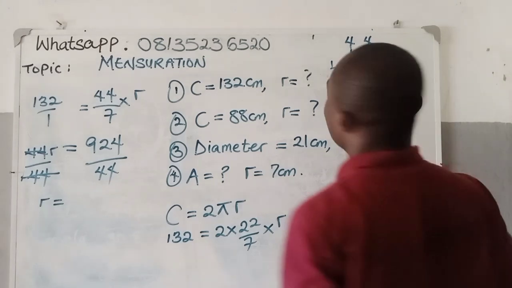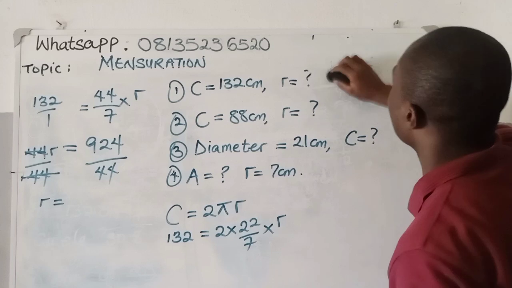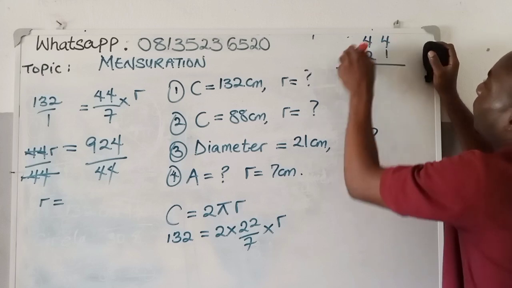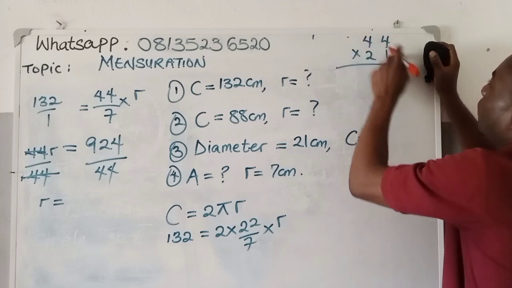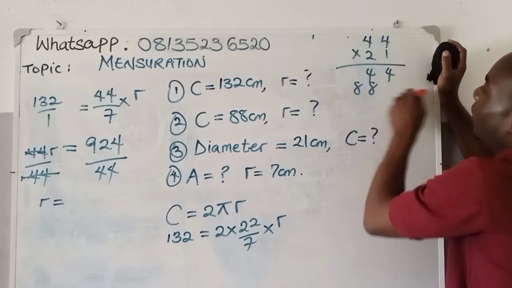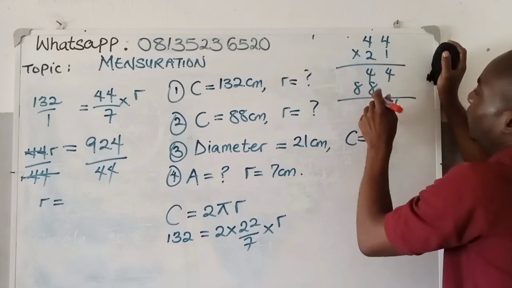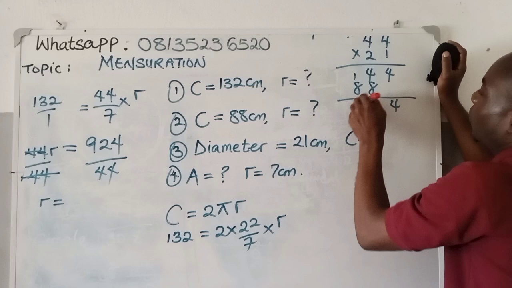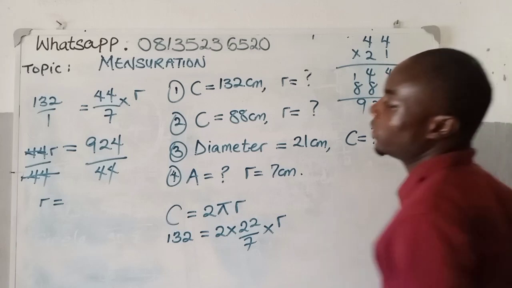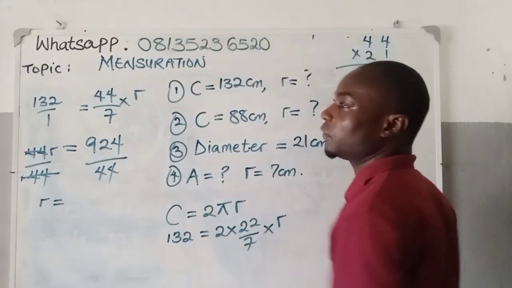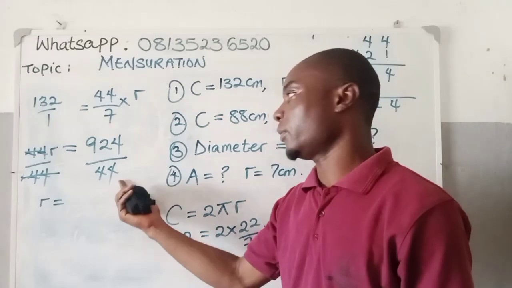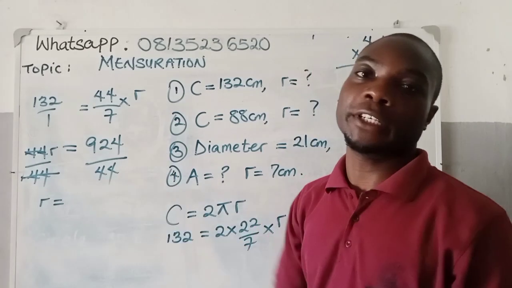Let's try 44 times 21. 1 times 4 is 4, 1 times 4 is 4, 2 times 4 is 8, 2 times 4 is 8. So we'll bring down our 4. 4 plus 8 is 12, 2 carry 1, so we'll have 924. So therefore, it's 21 times. That means 44 will go into 924 21 times. Why is this so? Because when you multiply 44 times 21, you will get 924.